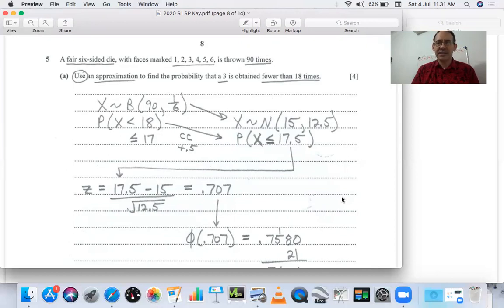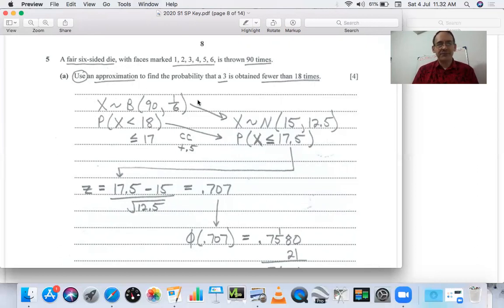So this again is a binomial distribution, but 18 times would be from 0 to 18. That would be 19 different calculations. Or if you went the other way, you're looking at like 72 different calculations. That's too many calculations. That's why we want to use an approximation.